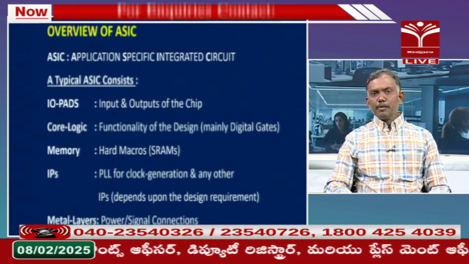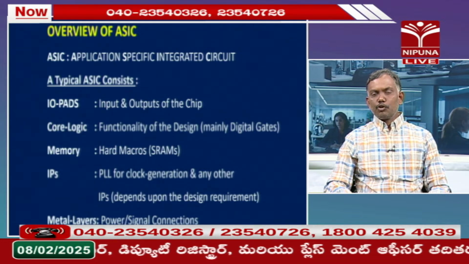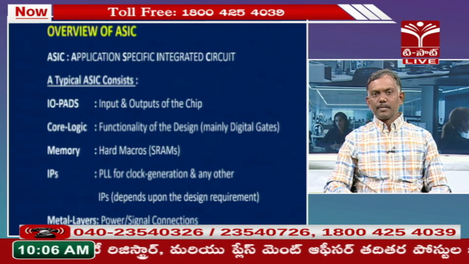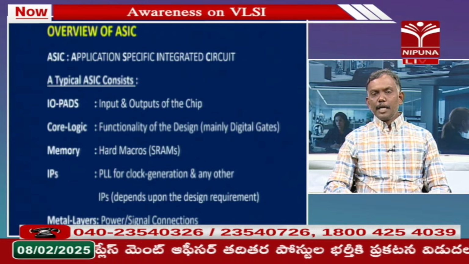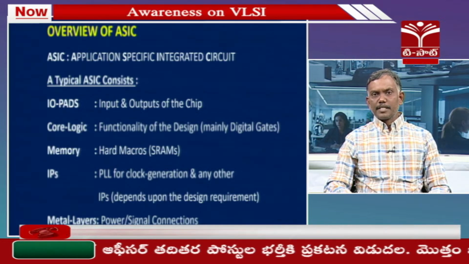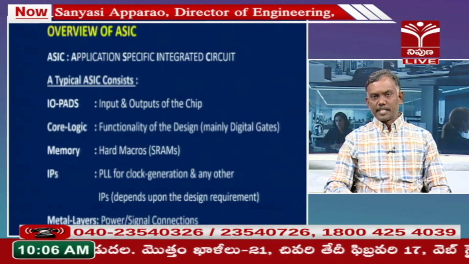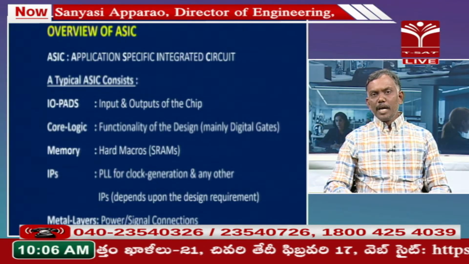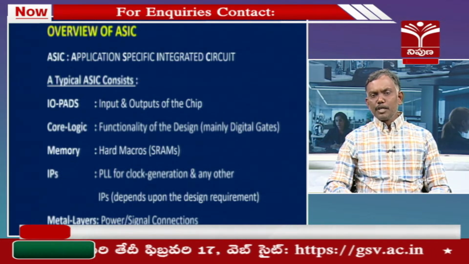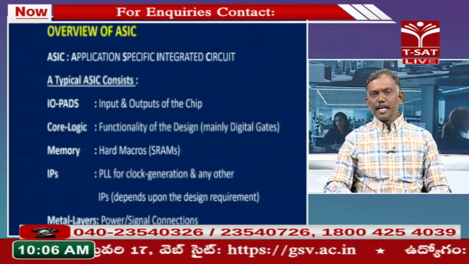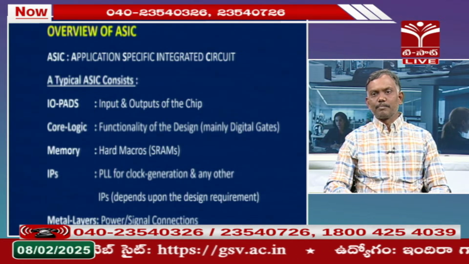Memories. Every chip requires some memory. Those memories are generally SRAMs. Those are all called hard macros. And IPs, depending upon your design requirements, you can have different IPs. I am taking one example, PLL, phase locked loop, which helps you generate the clock for your system. Similarly, you have other IPs like USB, DDR. Depending upon your application, we can choose the required IPs for your chip or ASIC.